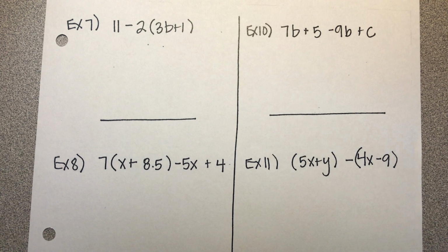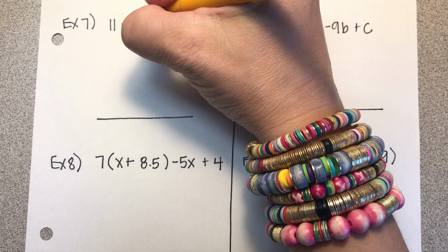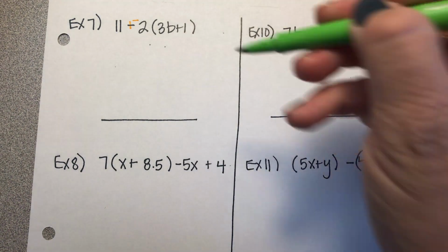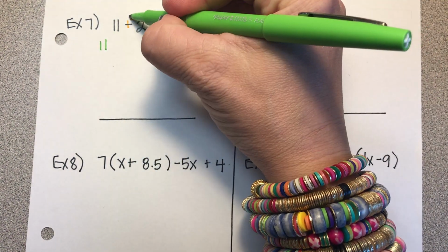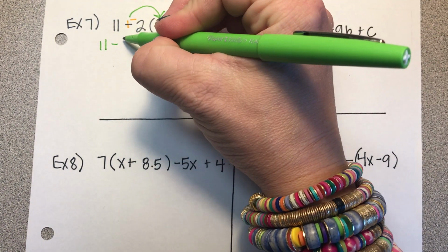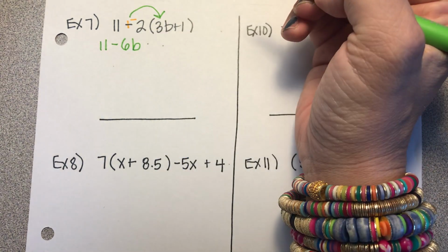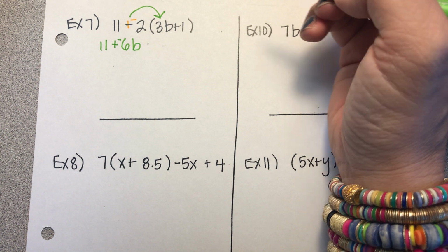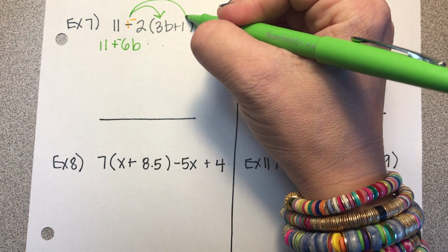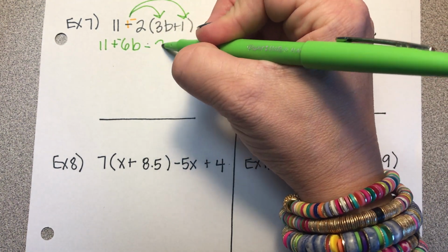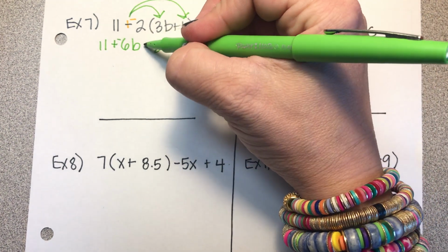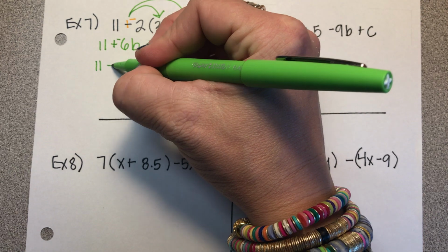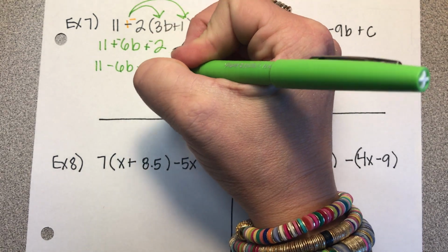Okay, so on number 7, I'm going to keep, change, change because I have this subtraction sign before distributive property. So that's 11, and then negative 2 times 3b is minus 6b. Again, if you wanted to write it as plus negative 6b, that's totally fine. And then negative 2 times positive 1 is minus 2. And again, you could write it as plus negative. I prefer to write it as 11 minus 6b minus 2.